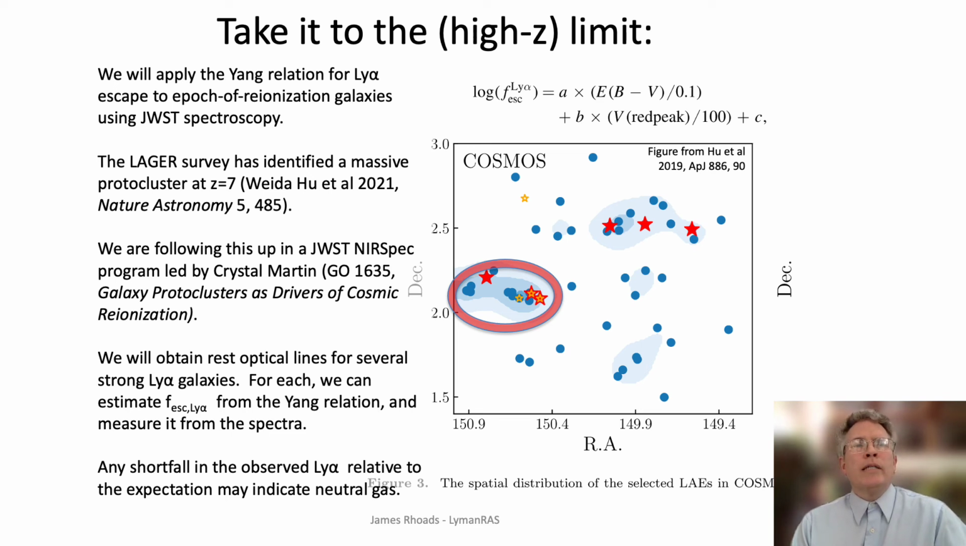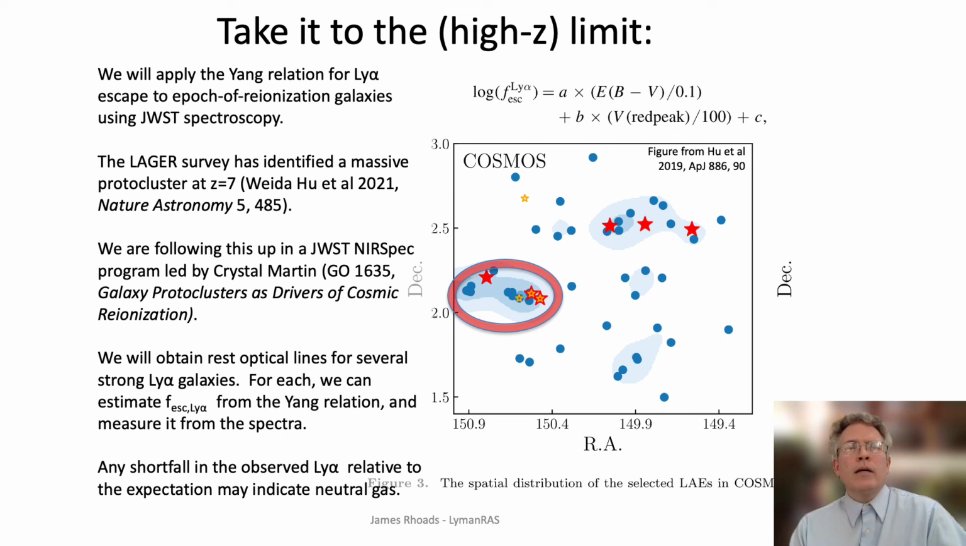What we're going to do is target a protocluster in the COSMOS field, which was found by the LAGER survey. You'll hear more about LAGER from Santosh Harish later in this workshop. And OIII, who has a couple of papers looking at overdensities in LAGER fields. This one here is Z7OD1. It's a protocluster that we had a paper discussing in Nature Astronomy. And Crystal Martin is the PI of a JWST program that's following that structure up using NIRSpec.